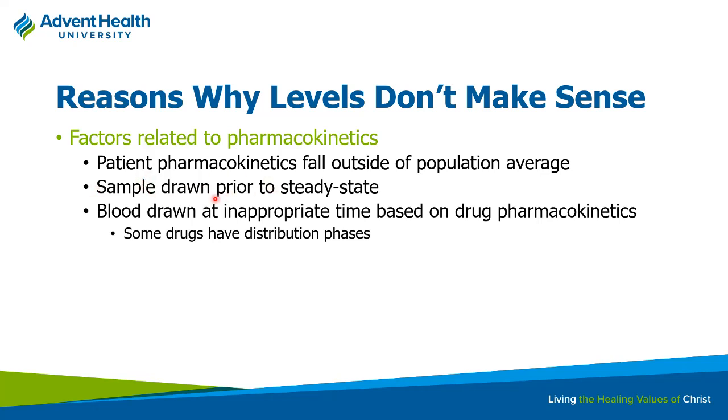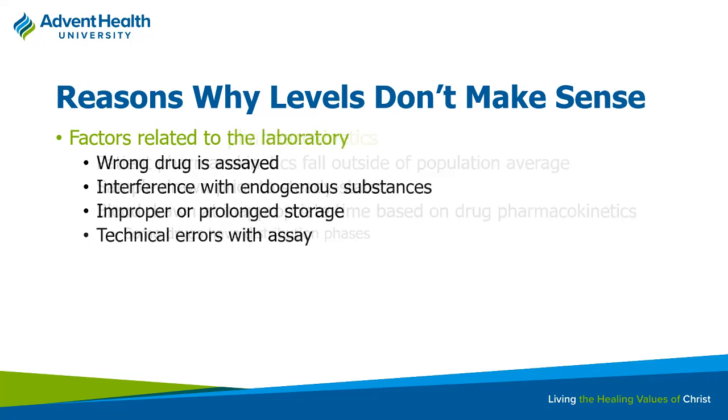And then, was the sample drawn prior to steady state? Obviously, that would lead to falsely low levels and would prompt you to increase the dose, but that would be inappropriate, right? And then, blood drawn at an inappropriate time based on drug pharmacokinetics. One thing to note here is that some drugs have what we call a distribution phase, where it takes a bit of time after they're given for the drug to partition out into the tissues. Sometimes that can be 4 to 6 hours. What we're going to find is that digoxin is one of those. Lithium is another common one, but you'll learn about those examples as we go forward in Pharm 1 and Pharm 2. Other things to consider: was the wrong drug assayed?